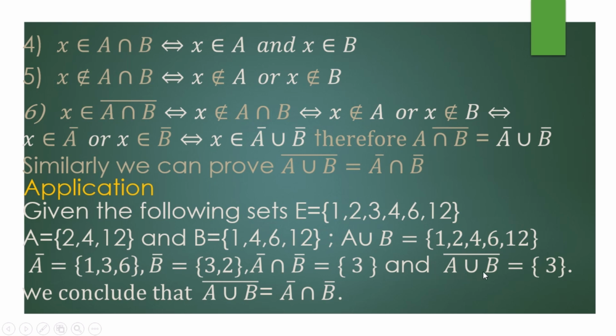A union B is 1, 2, 4, 6, 12. (A union B) bar means the elements of E not belonging to A union B, this is 3, only 3. (A union B) bar equals 3. What do we conclude? (A union B) bar equals A bar inter B bar.